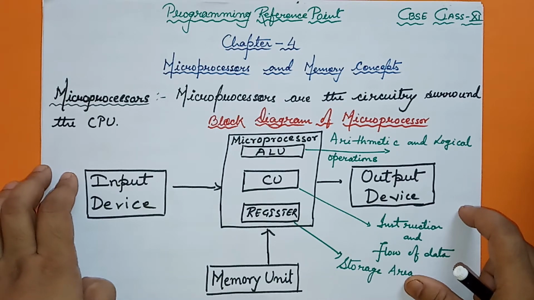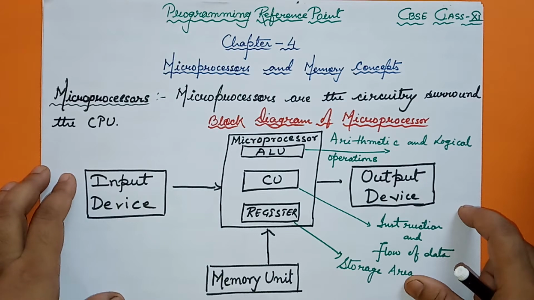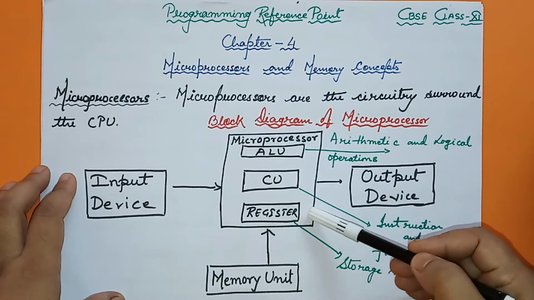So first, let us see what we mean by the microprocessor. Microprocessors are the circuitries around the CPU. Let's see the block diagram of the microprocessor. A microprocessor consists of ALU, CU and registers.